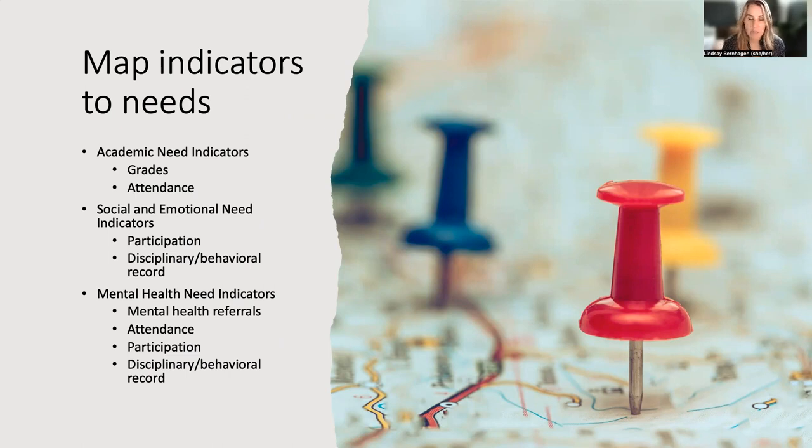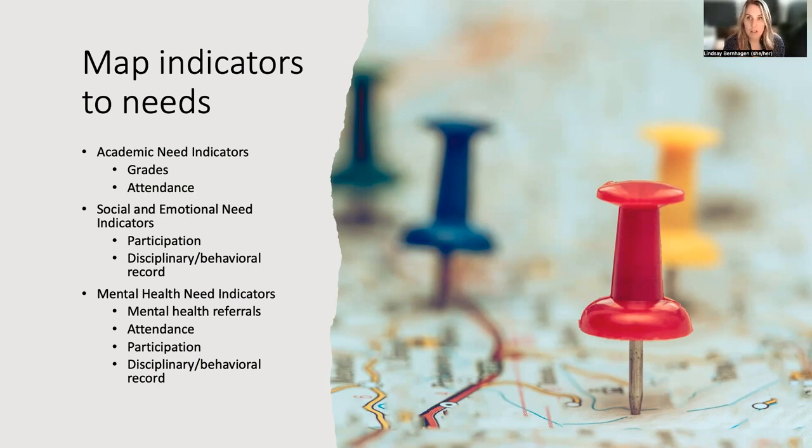So if you're going to look at academic needs, you might track something like grades and attendance. What data do you have around grades and attendance for your students? If you're going to track social and emotional needs, if you got a sense that's where you really have some work to do, you've got some problems, COVID was really tough on students in terms of their social and emotional wellness, then you might look at participation, you might look at disciplinary or behavioral records.